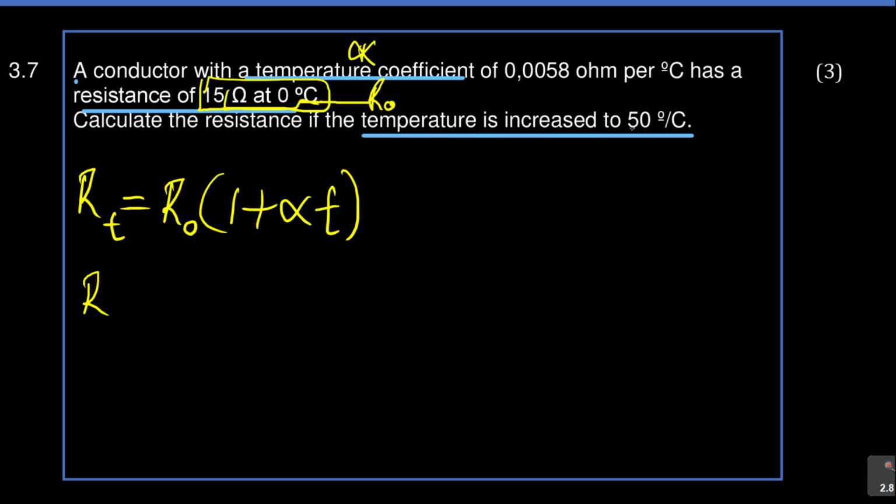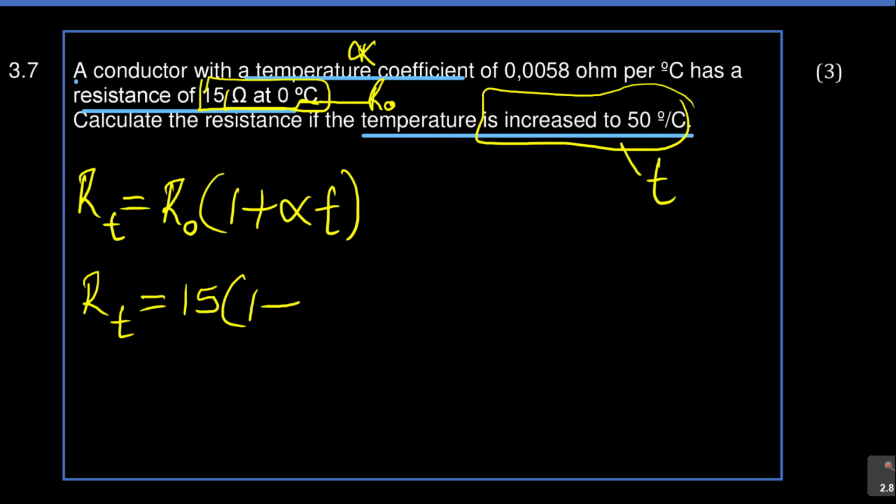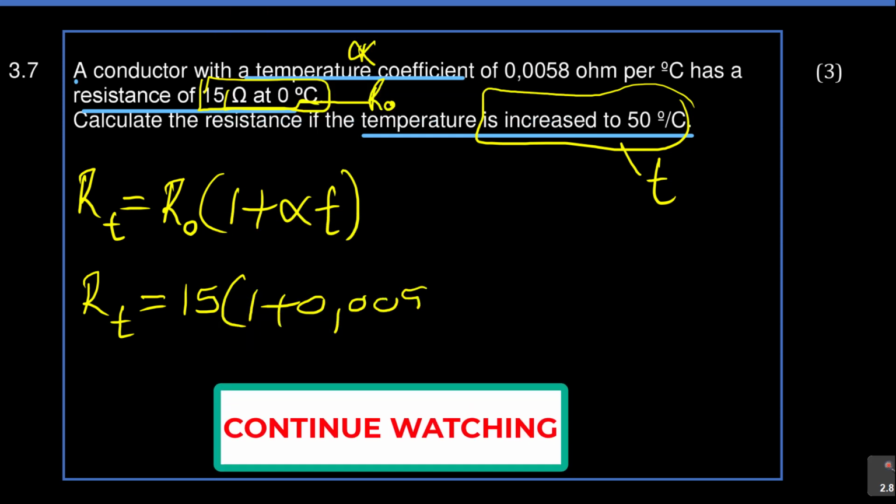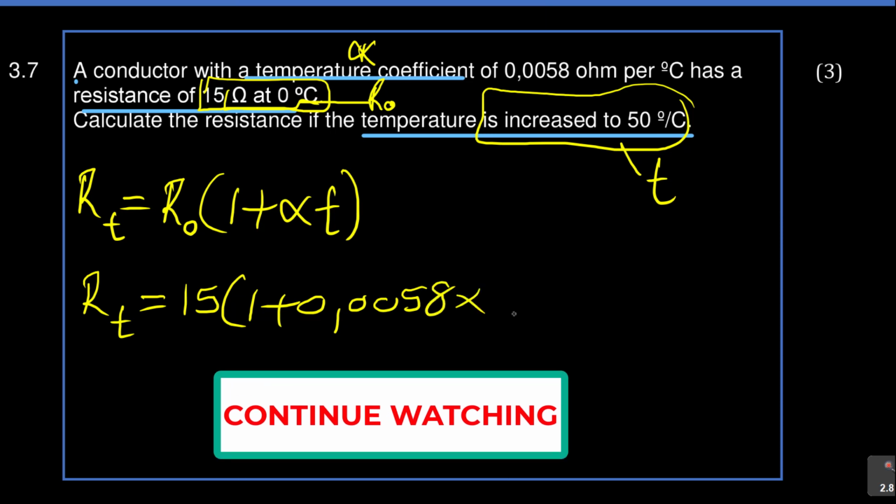And then the temperature is increased. This is our T. See that? Then we can apply our RT as what? 15 bracket 1 plus 0.0058 times 50.